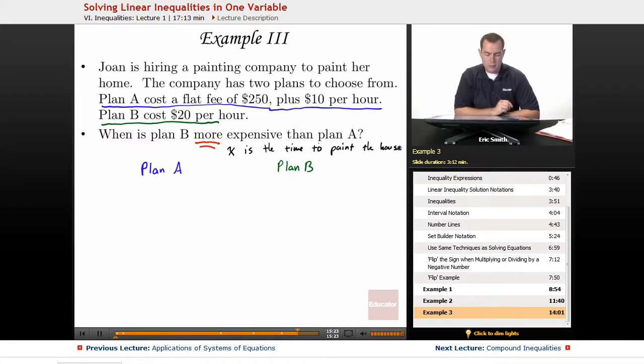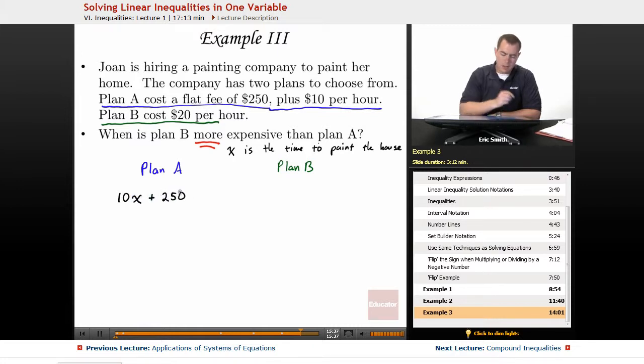Okay, so Plan A costs a flat fee of $250 plus $10 per hour. So the $10 per hour is like our variable cost, so I have 10x. Flat fee does not vary, so plus 250. So that expression will just keep track of the cost for Plan A, depending on how many hours it takes. Plan B has only a variable cost of $20 per hour, so I'll just say 20x.